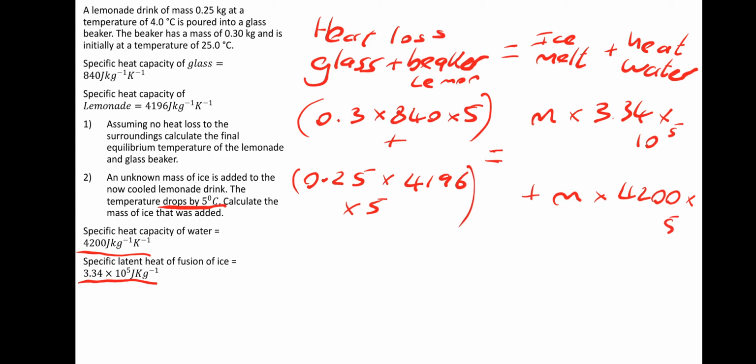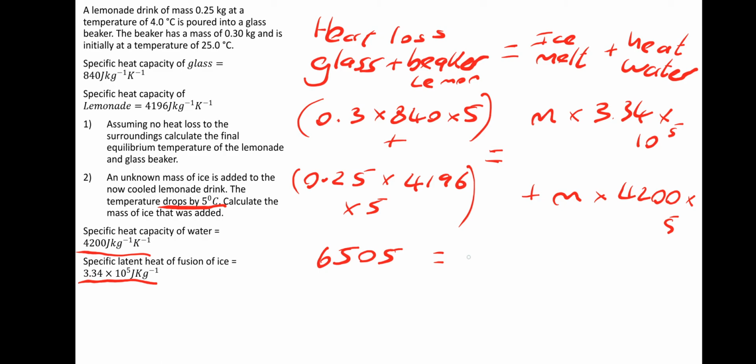Then we can do some maths. So if we add on the left hand side, there's the 0.3 times 840 times 5 plus the 0.25 times 4196 times 5 gives us 6,505 on this left hand side. Equals, and on the right hand side, we've got this one at the top, plus, I've already got the plus there, the MC theta.